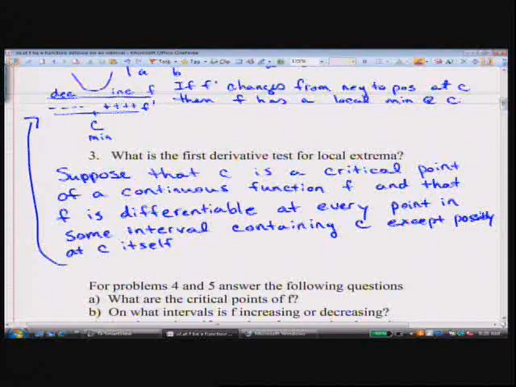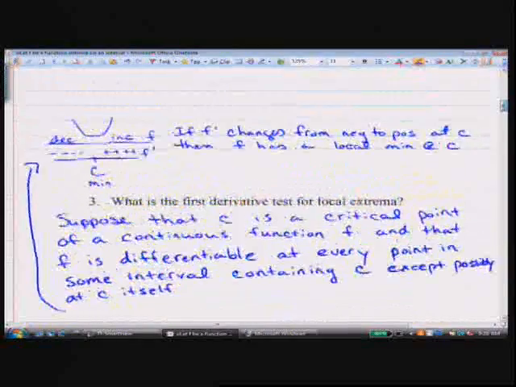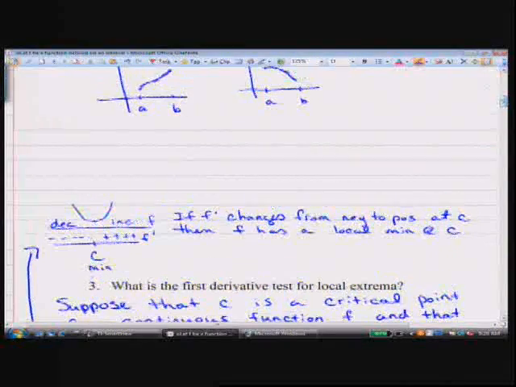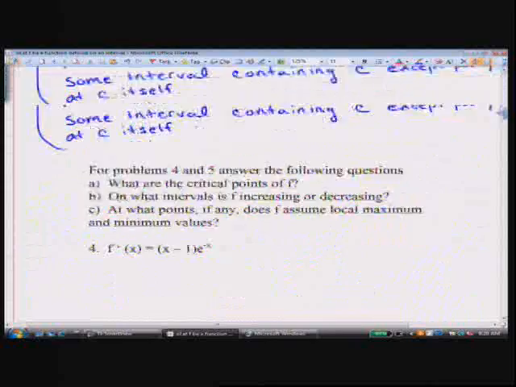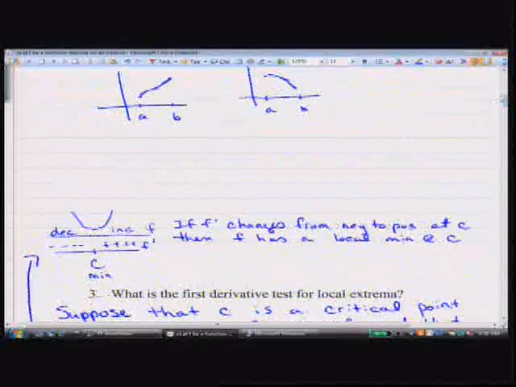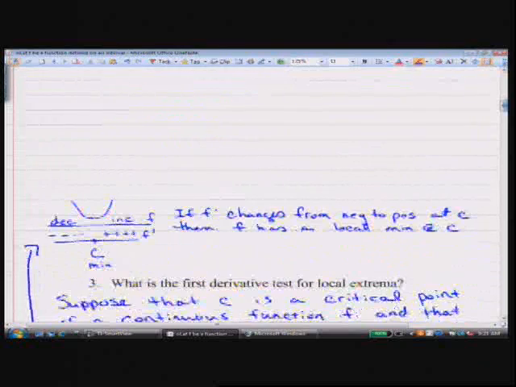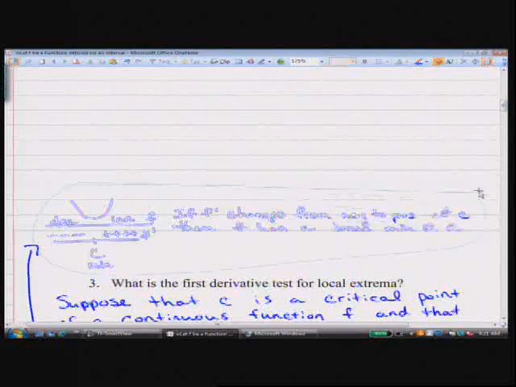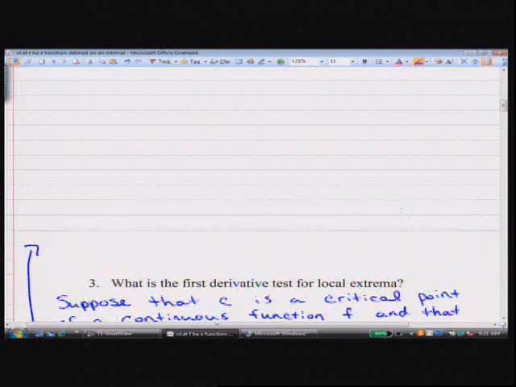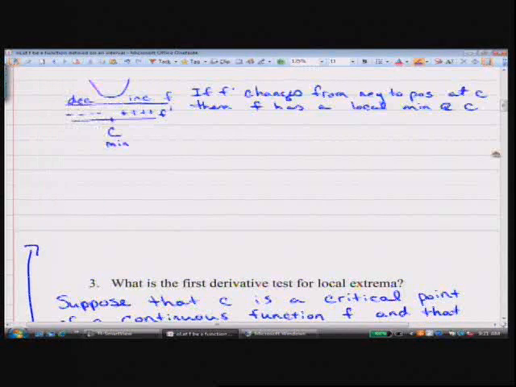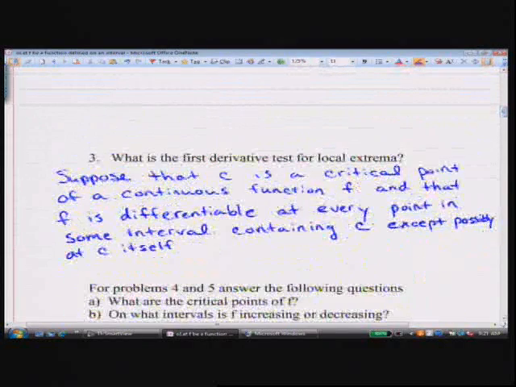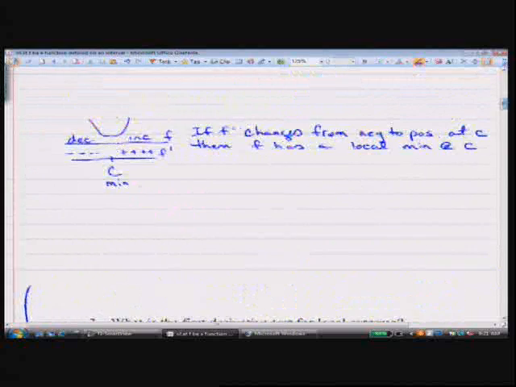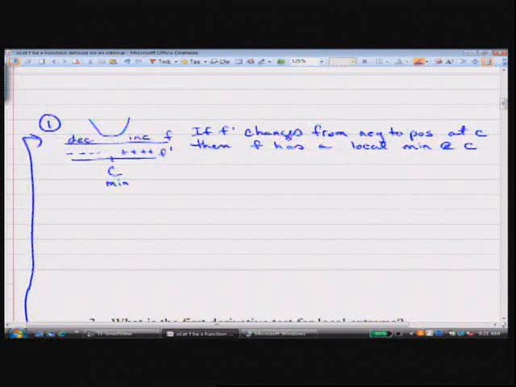Now, let me see if I can get some more room in here. Good. Okay, I guess I'll just put them. What happened there? Let me grab this one. Okay, so this is the first concept. I ran out of room, so I'm continuing it.